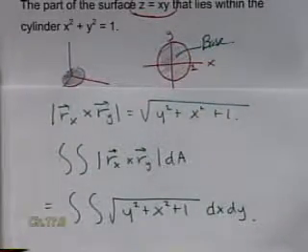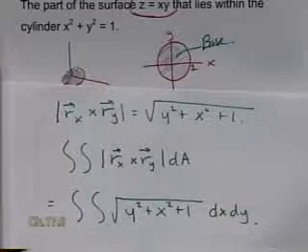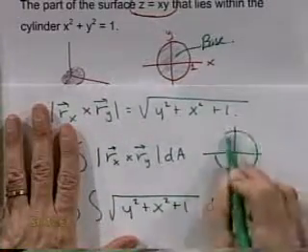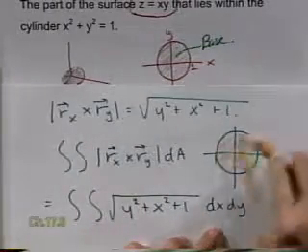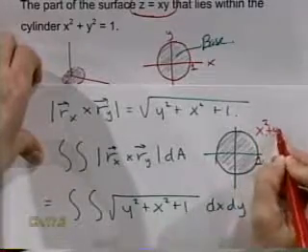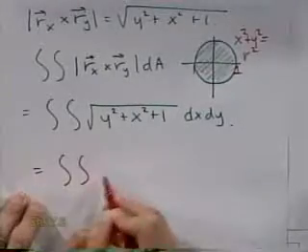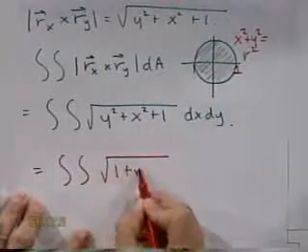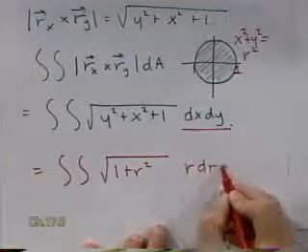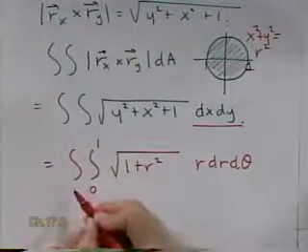A good mathematician is a lazy mathematician. That looks like a circular region to me, so what kind of coordinates do you think we should use? Polar. As we're integrating over the circle x squared plus y squared equals 1, that's a radius of 1. So I know that x squared plus y squared is r squared, so that's going to be the integral of the square root of 1 plus r squared. And what do I replace dx dy with? r dr d theta. And what's r ranging from? 0 to 1. And theta is ranging from?